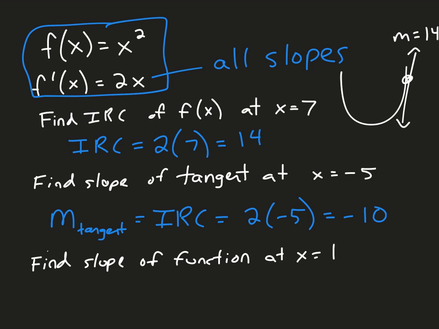So once you find your derivative function, you get the slope everywhere. You just need to plug in the x value into the derivative function. Let's get the slope of the function at x equals 1. Same thing as the IRC. I'm just going to plug in 1 into my derivative function. That's it. So I could find the slope at every single x value. I just have to plug them in to the derivative function. So yes, the previous problem was a lot of work, but it gives you many solutions.